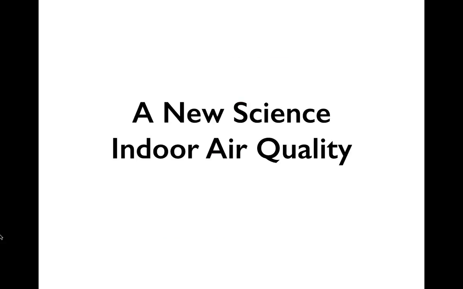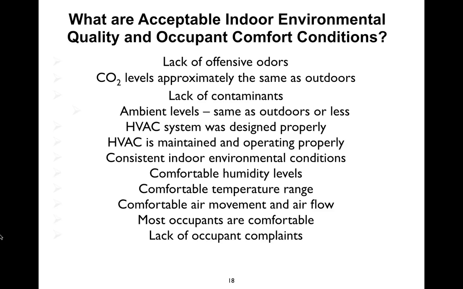So basically, a new science started to develop, the science of indoor air quality. Before the 70s, there's very little research on indoor air quality. So the first thing you have to do is start to talk about what's an acceptable indoor environment. In other words, if you're going to define what's not acceptable, you also have to spend some time thinking about what's acceptable.